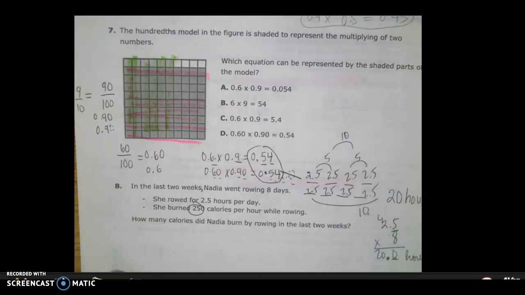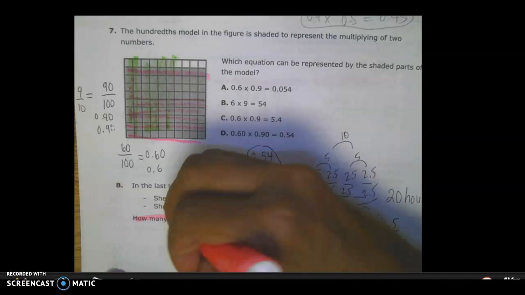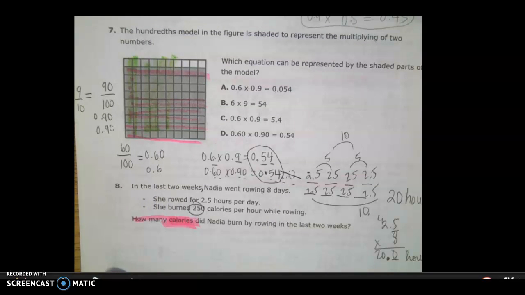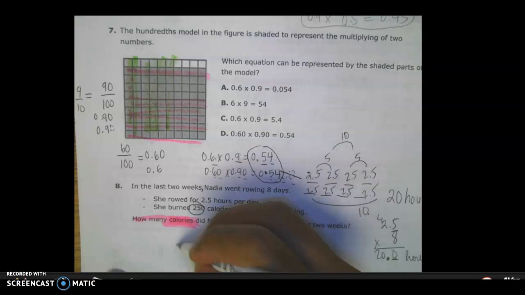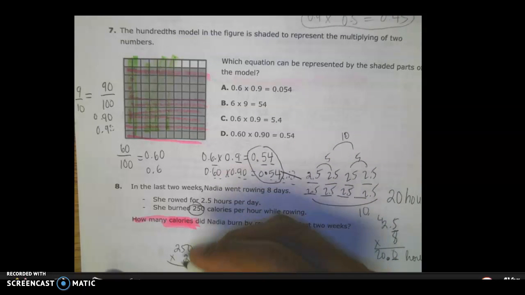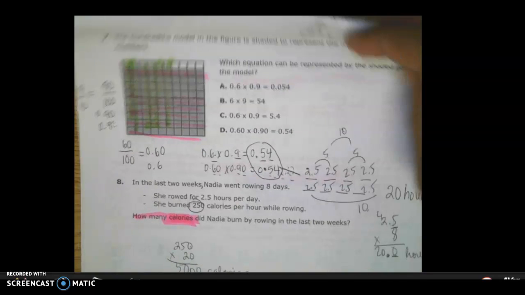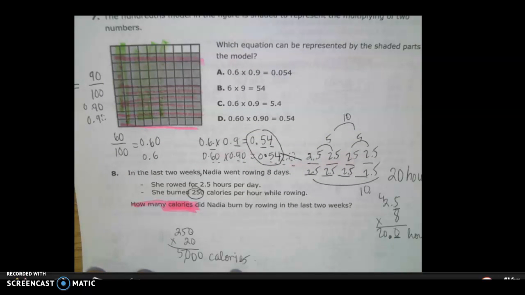And she burned 250 calories per hour while rowing. And the question is how many calories? Remember, it doesn't ask how many hours. It's asking how many calories. So you need to multiply the hours by the calories, which is easy. 25 times 2 is 50. And you have 1, 2 zeros. So that's 5,000 calories. Oops, you can't see it. Okay, so that's it. I hope that helped.